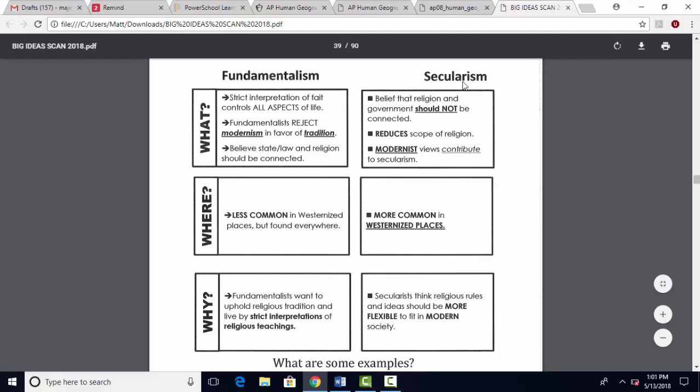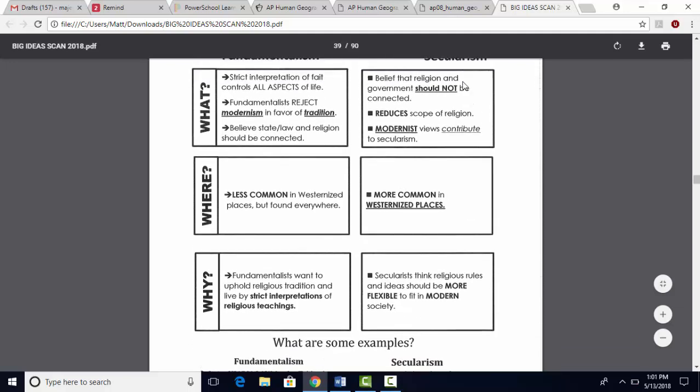It's not very common, fundamentalism in westernized places, in modern places. It's less common in the cities than it is rural places. The more developed you are, usually the less fundamentalist you are as well in terms of countries. They want to uphold very strict religious traditions. They live by those strict traditions and interpretations. They do not like to see drastic change as what they consider to be insulting or disrespectful to their faith.